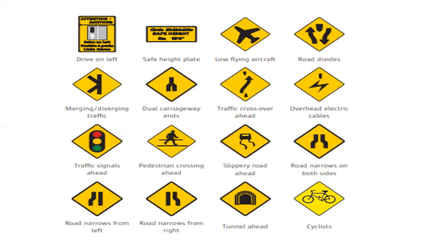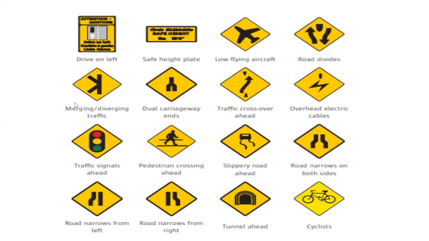Next one, safe height plate. You wouldn't really be asked them. The next one, the picture of the plane on the yellow sign, low flying aircraft. This one comes up a good bit. We see we're driving towards, and we see the way there's something in the middle and it's diverting the traffic, dividing the traffic. We know that simply road divides ahead.